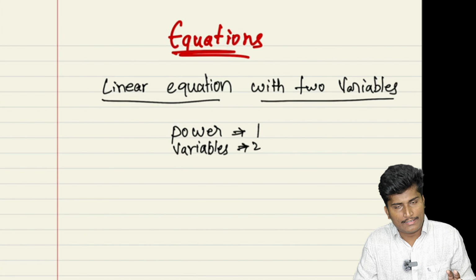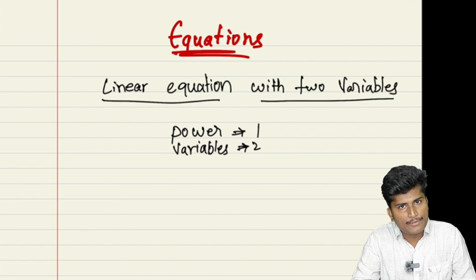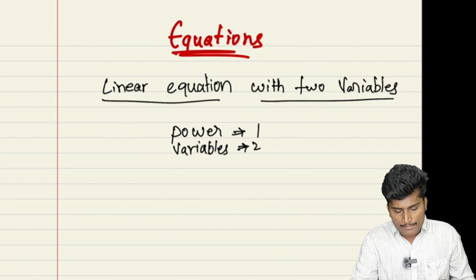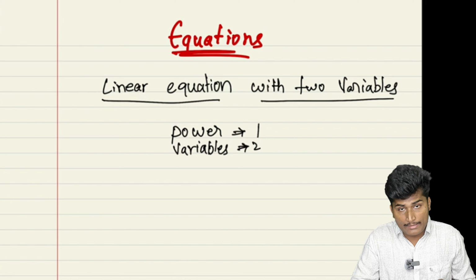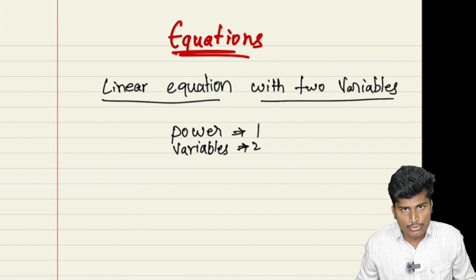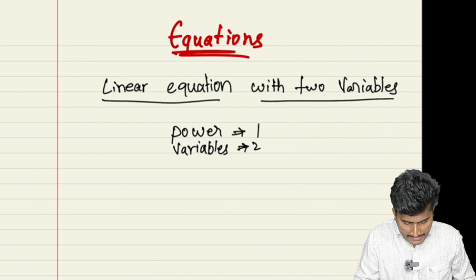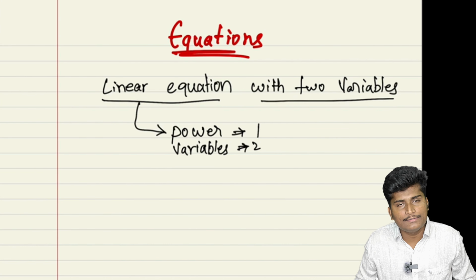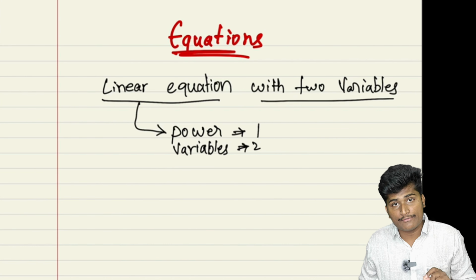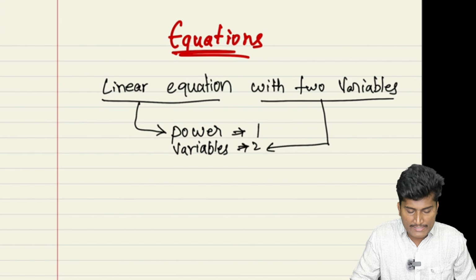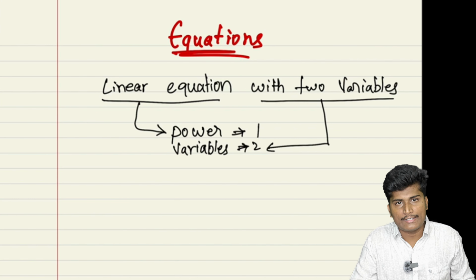There may be another type of equations also, but those types of equations do not often repeat themselves. The only type of equation that often repeats is linear equations with two variables. Now, what is meant by this? Linear means the maximum power of the equation will be 1, and two variables means there will be two variables, x and y, for example.